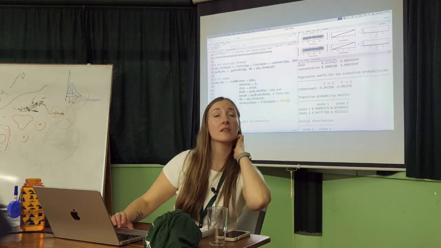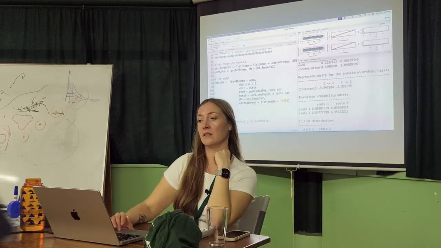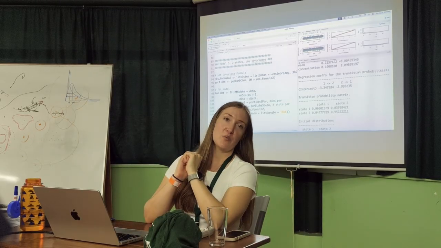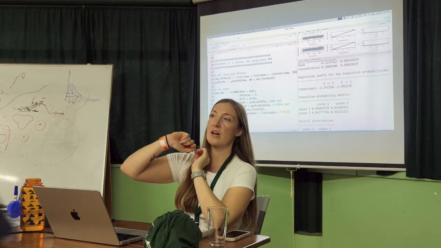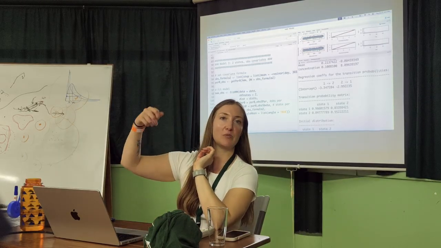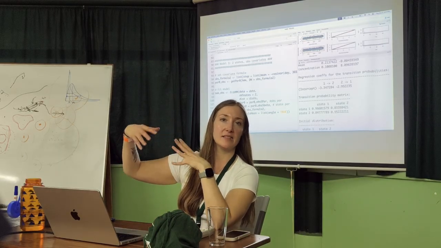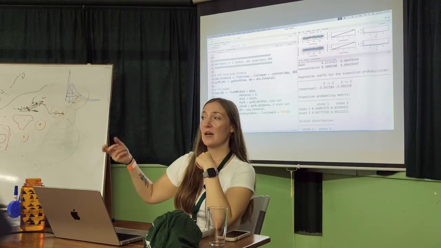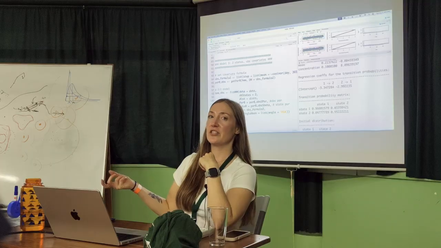Sorry, what is the difference between the second and the third? So the second model had covariates on the transition probabilities. So modeling the probability of switching between states as a function of distance and time of day. And so now we're modeling the mean step length within each state as a function of day of year.